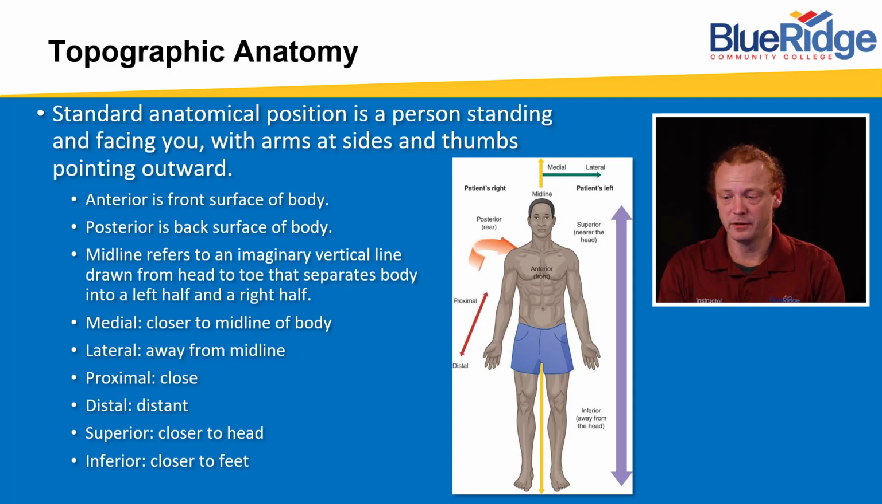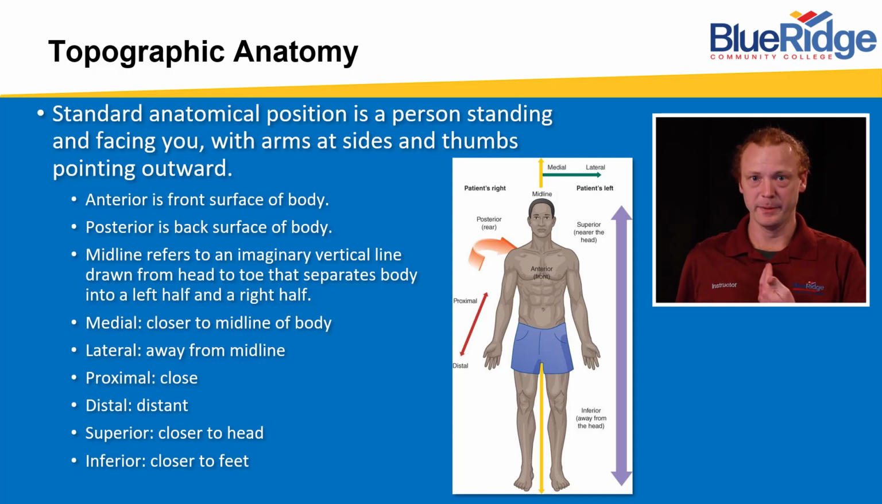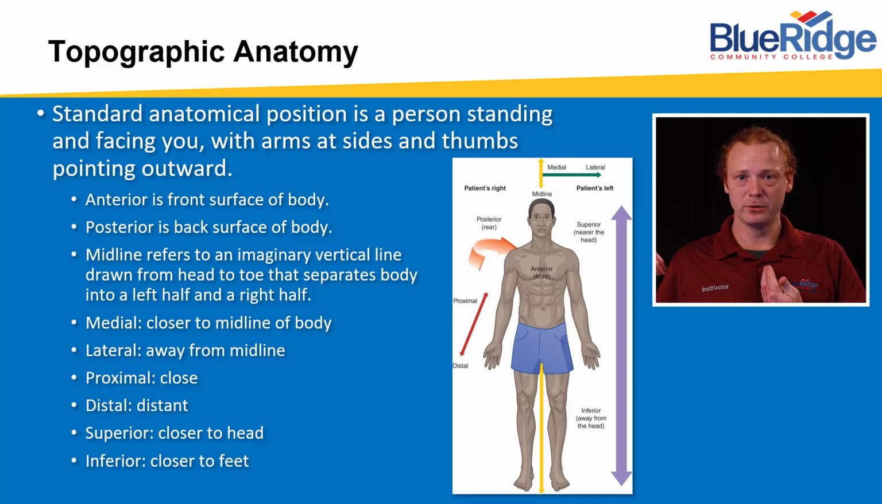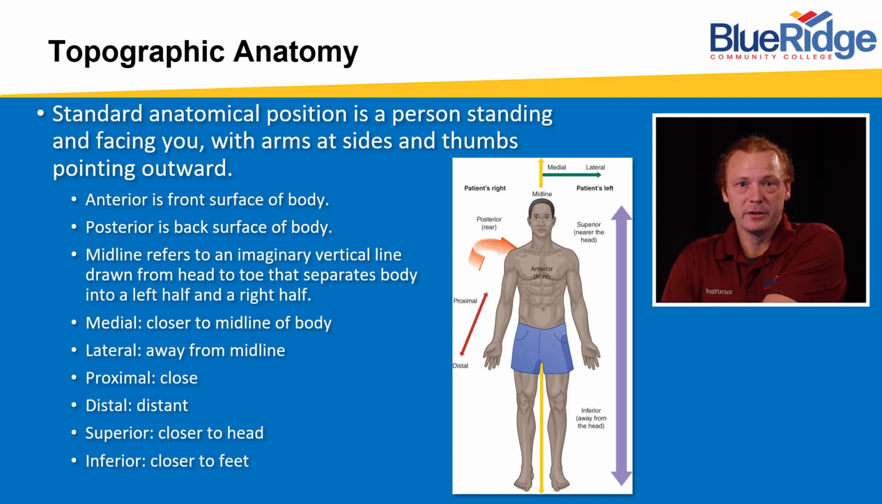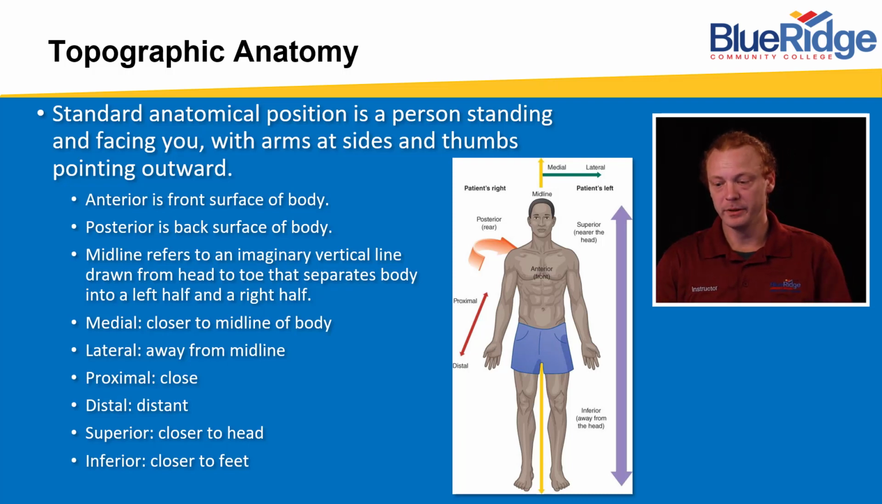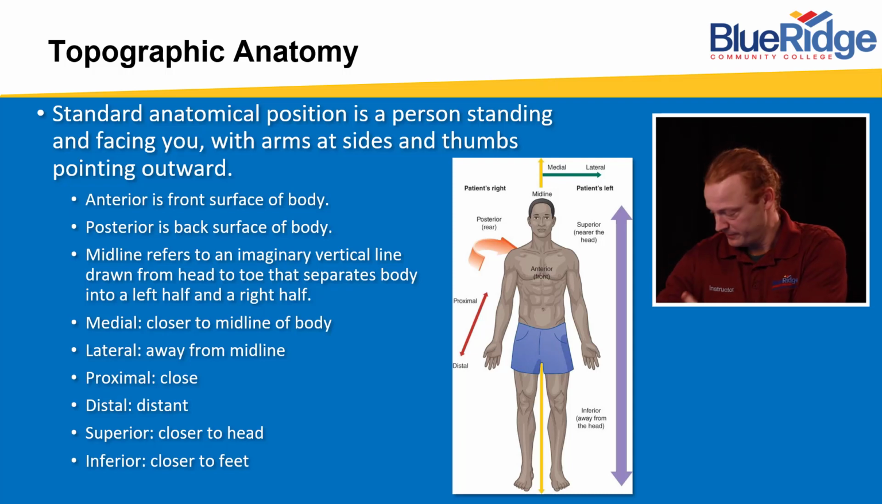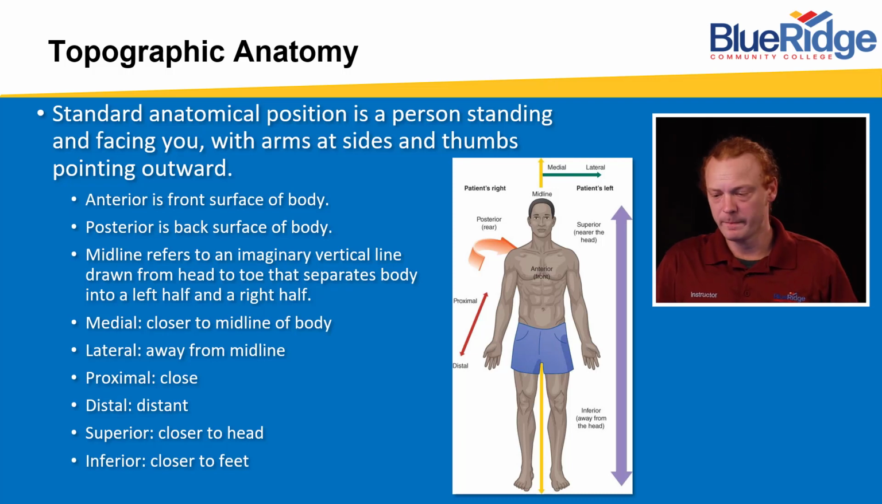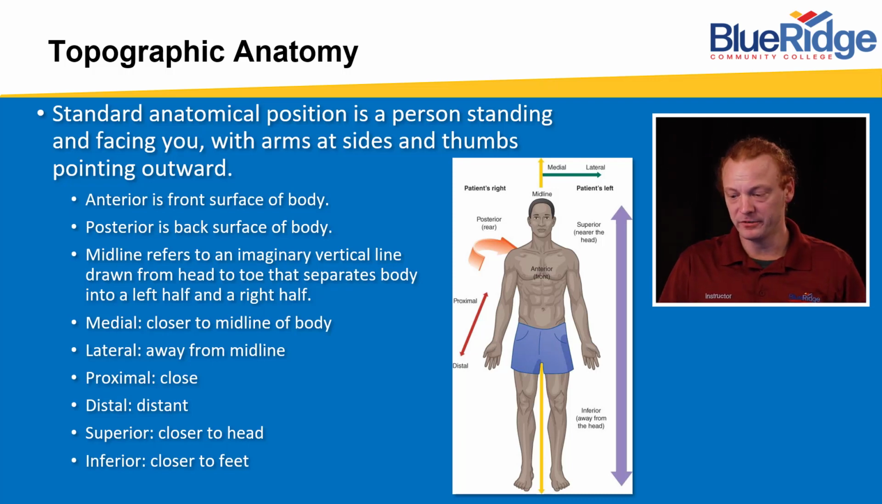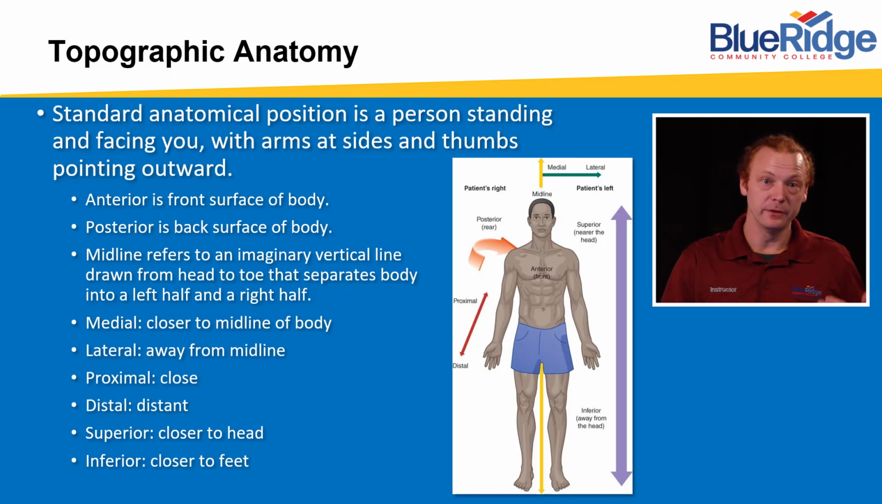Medial is closer to midline. So if this is my midline, this is my lateral. Medial is going to be closer to the inside. Lateral is away from the middle, so the outside of my arm would be the lateral side of my arm. The medial side would be the inside of my arm. Proximal means close. Distal means farther away or distance. Superior is closer to the head, and inferior is closer to the feet.